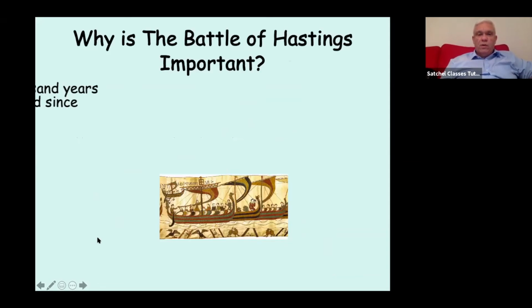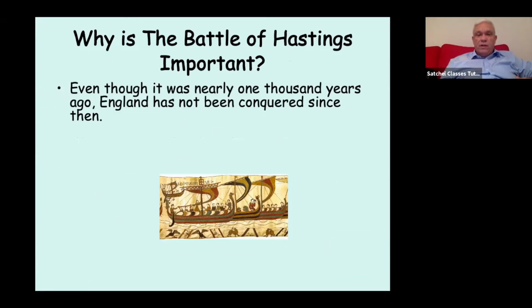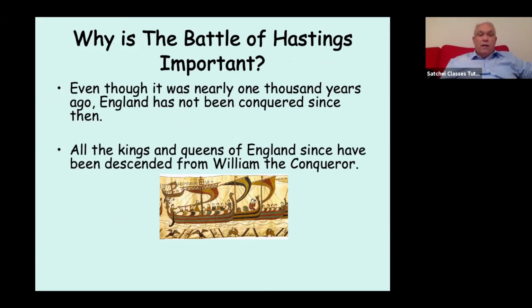So why is it so important? Well, it was 1,000 years ago, and England has not been conquered since then. All the kings and queens of England since then have been descended from William the Conqueror, so they can all trace their family tree back to him. And it set in stone almost that the next king will be the son, usually the son, sometimes the daughter, of the current king. And there are other things.